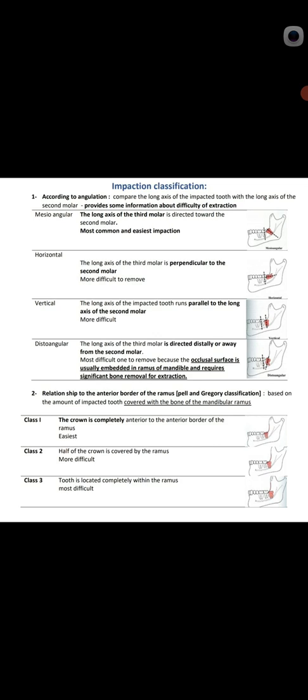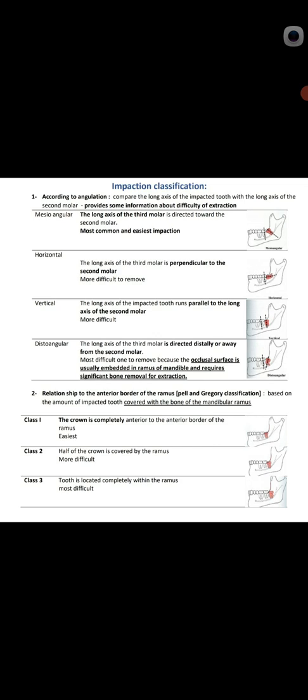Now the first classification is according to angulation. According to angulation, we compare the long axis of the impacted tooth with the long axis of the second molar. It also provides some information about the difficulty of extraction, how difficult the extraction is. Now according to angulation there are four types.